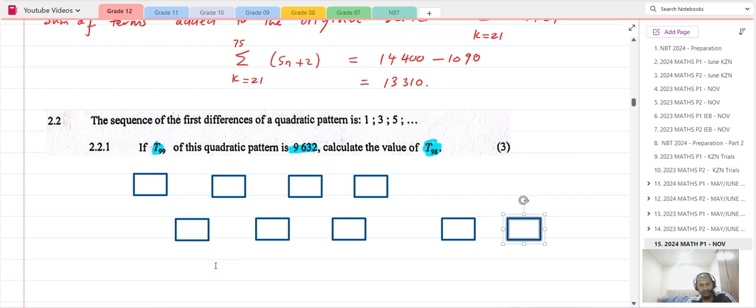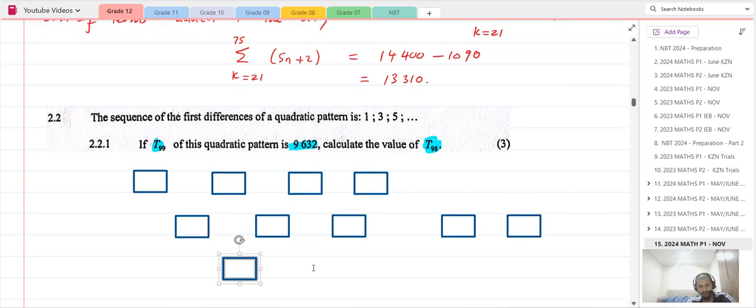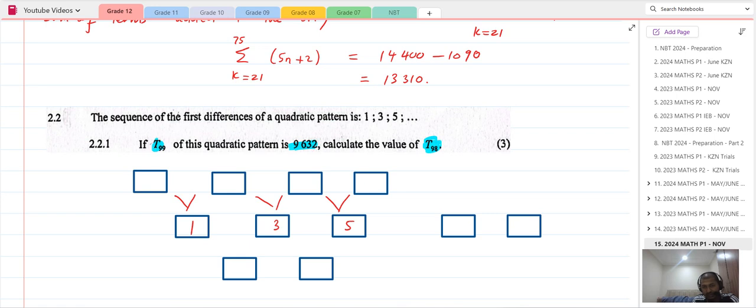Right, and then obviously the difference between these two will give me a second difference. We know it's a quadratic pattern, so the second difference will be constant, and we usually do it like this. So we have 1, 3, 5 right here. If term 99 of this quadratic pattern... what they're doing here, this is term 4 minus term 3. Term 99 is somewhere around here.